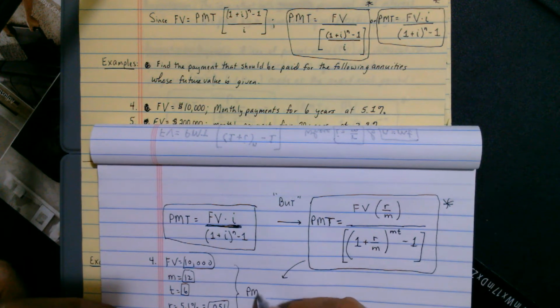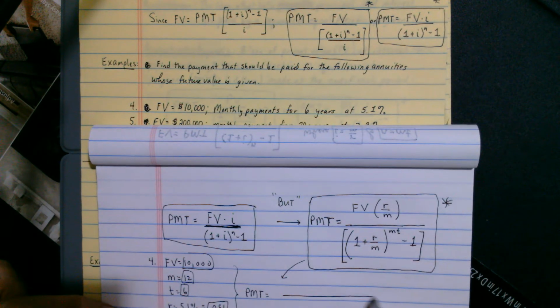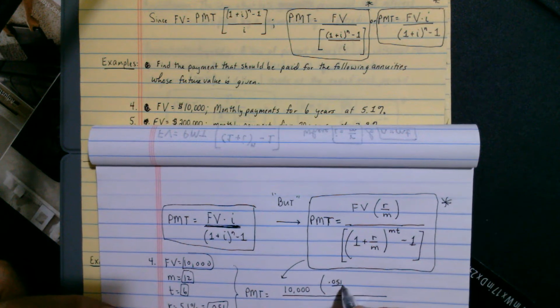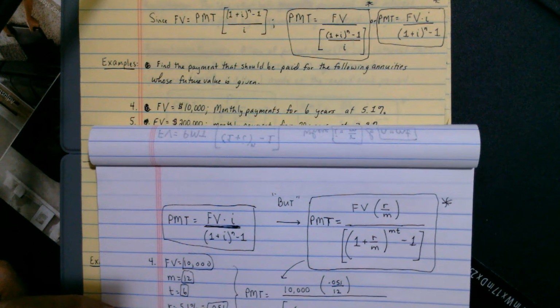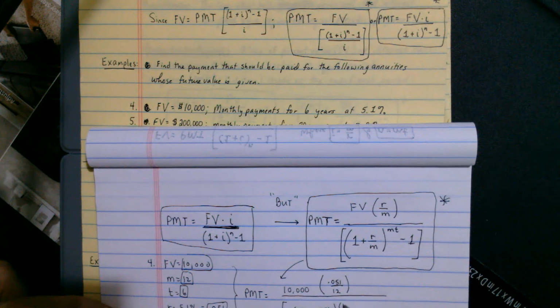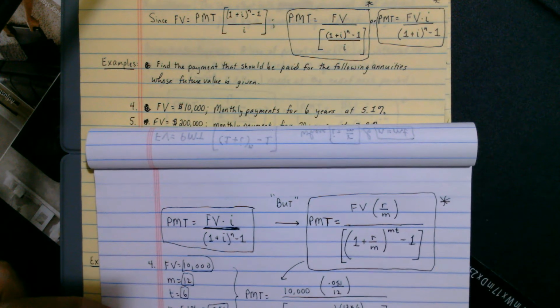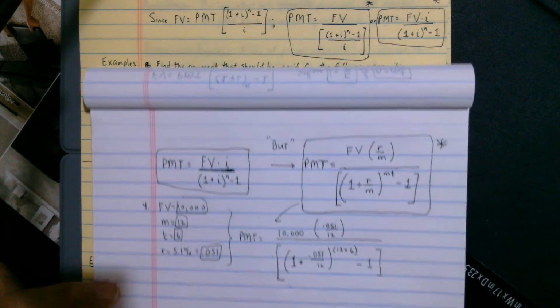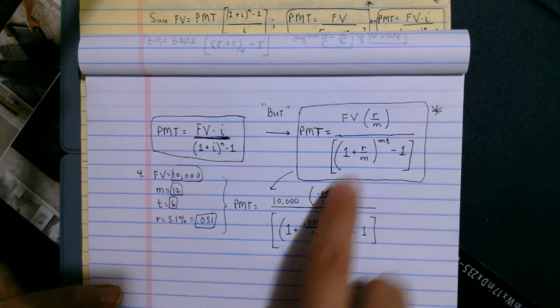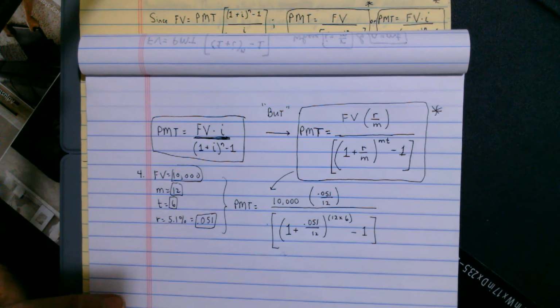So the individual payment would be future value times parentheses r over m, 0.051 divided by m, all that divided by bracket 1 plus 0.051 divided by 12 raised to the 12 times t power, m times t power, minus 1, close bracket. So all of this is going to go in your calculator. Sorry, I should have put it up there so you can see this. Putting the numbers into the formula the way you see it, and I'm going to put it into the calculator.